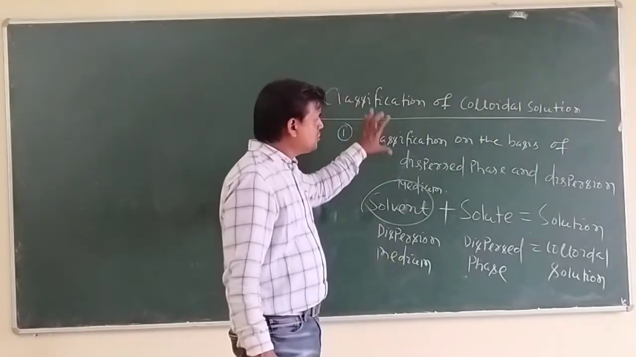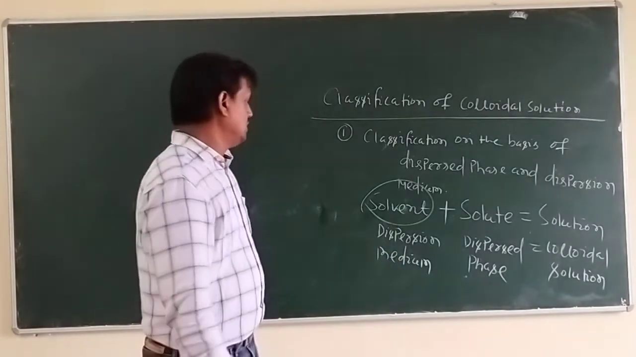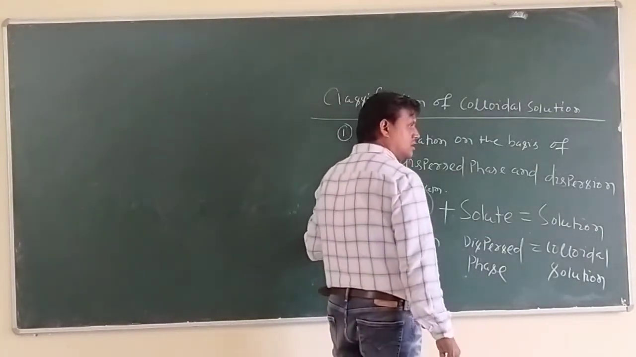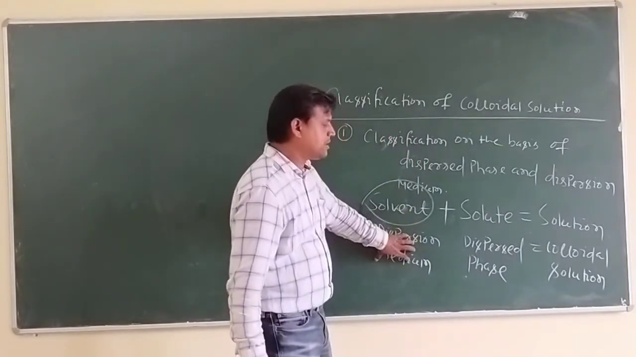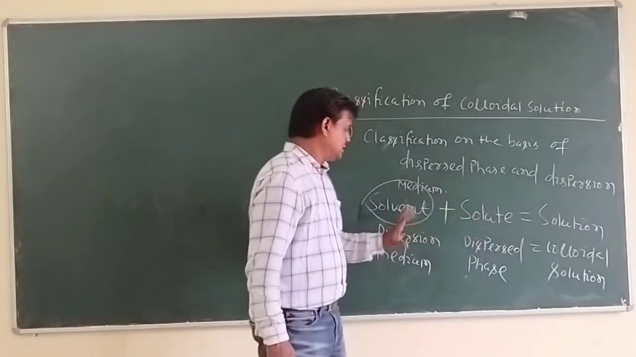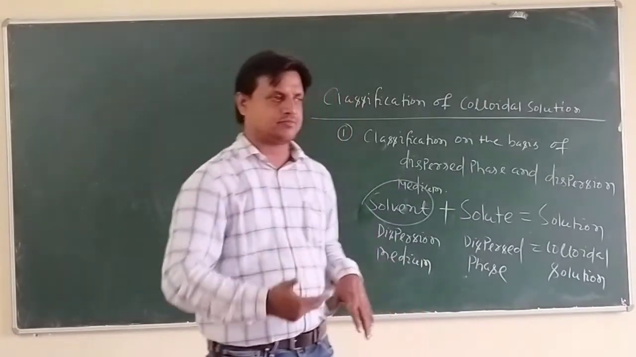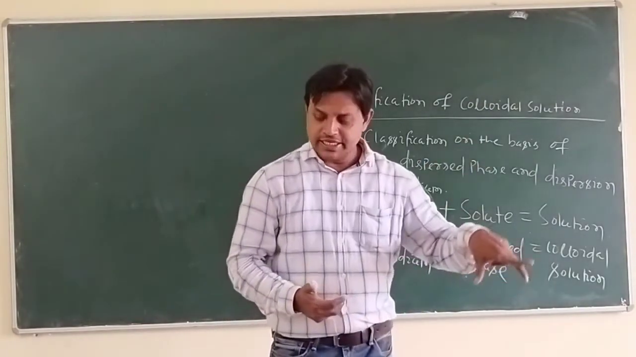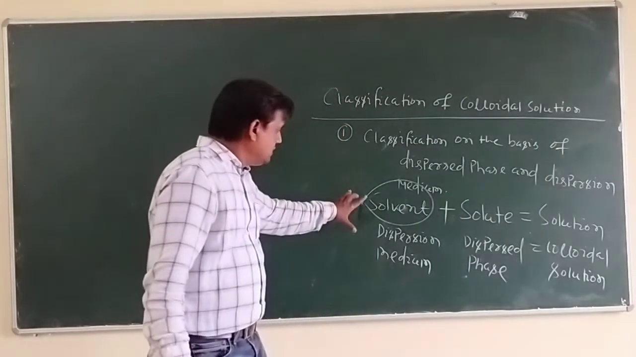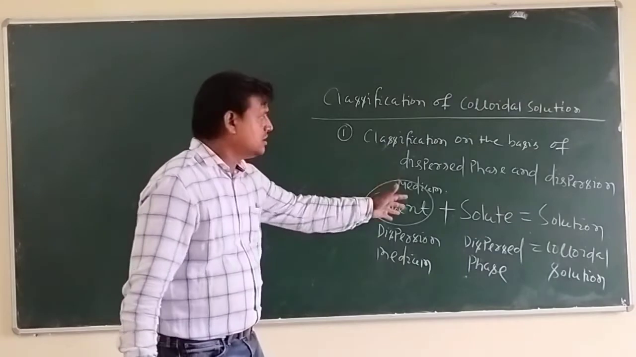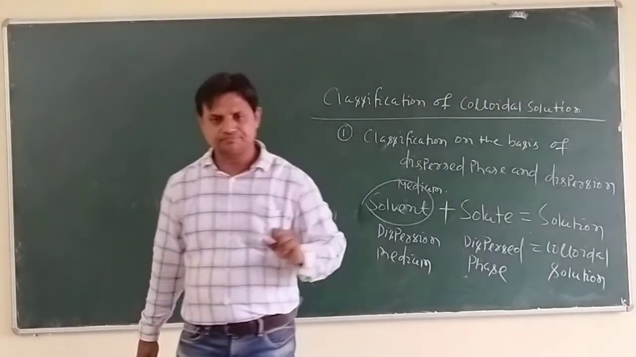So classification on the basis of dispersed phase and dispersion medium. Depending upon the state of the dispersion medium and dispersed phase, which could be solid, liquid, or gas, we get 8 types of colloidal solution. Next we will give a brief classification of colloidal solution on the basis of dispersed phase and dispersion medium.